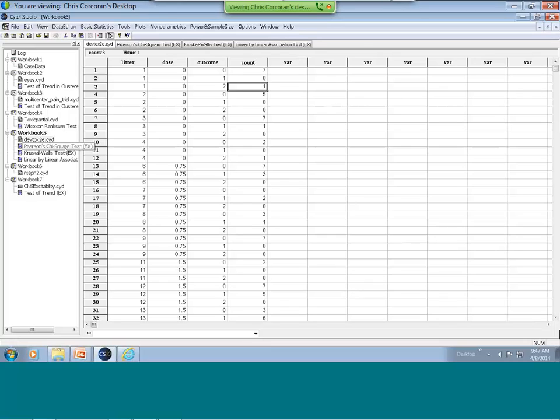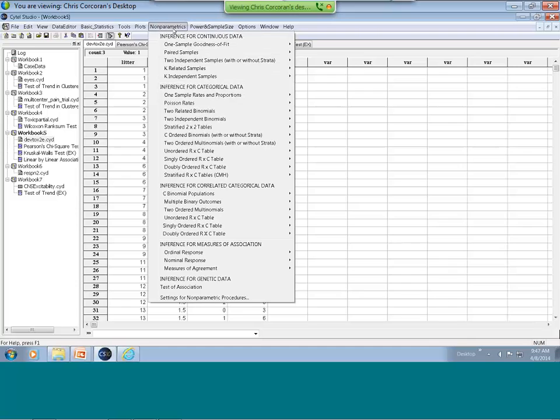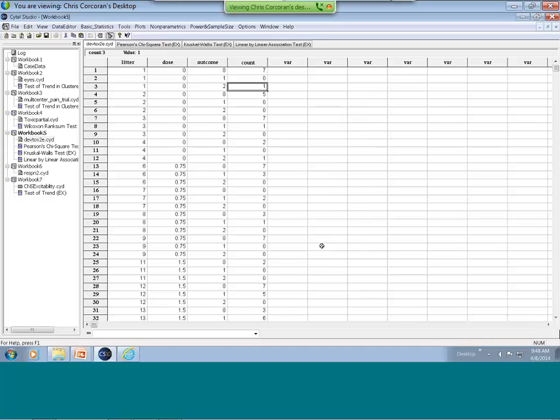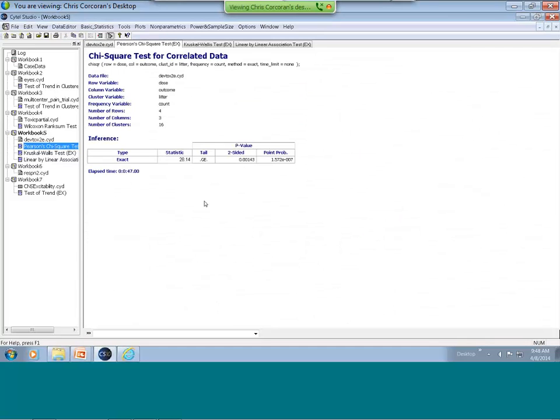Now, I've carried out a chi-square test. The way that we would do that in this menu is that we would select unordered R by C table. So we're not assuming any ordering of the outcome variable or the response variable, and just select the Pearson chi-square test, and you can see that I put the values of these variables in the appropriate places. I'm going to cancel out of this because, again, it takes about 30 seconds to a minute to run this test. But here is the result.